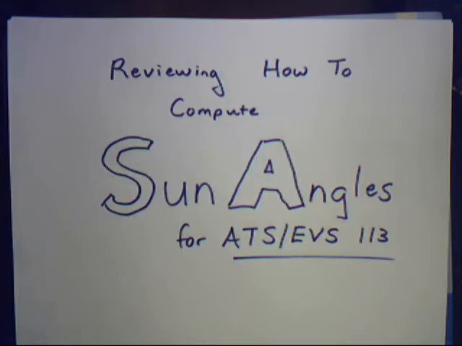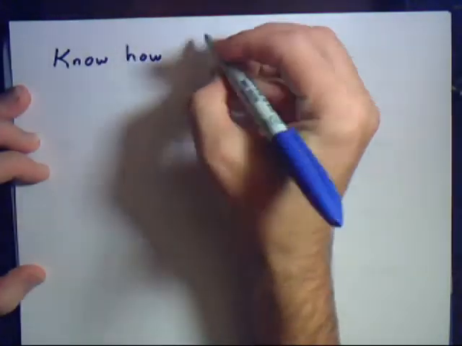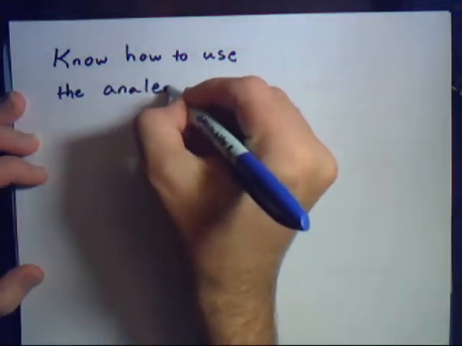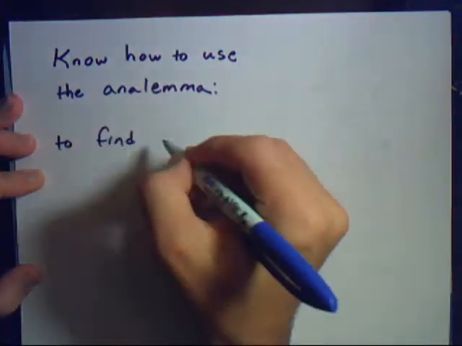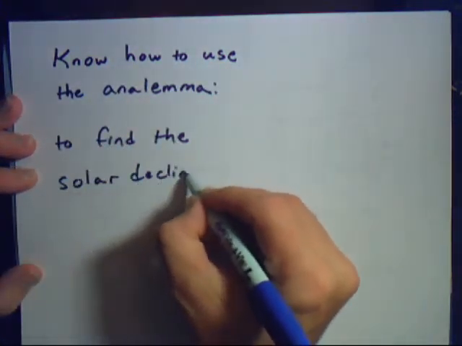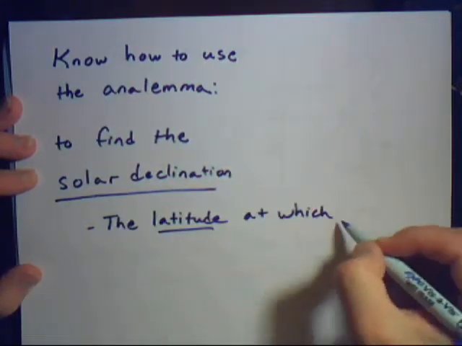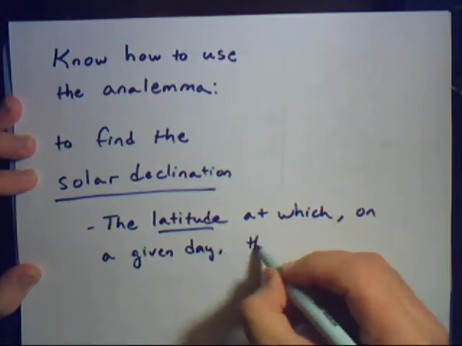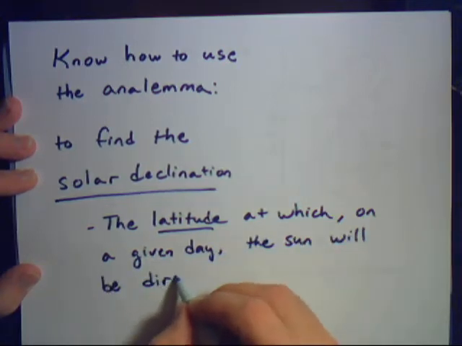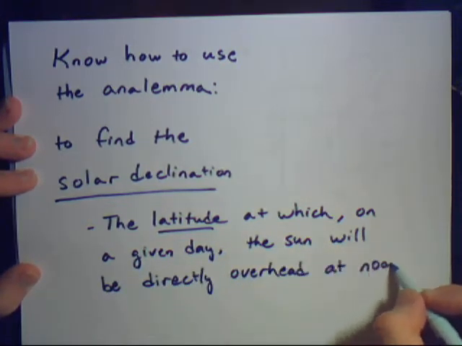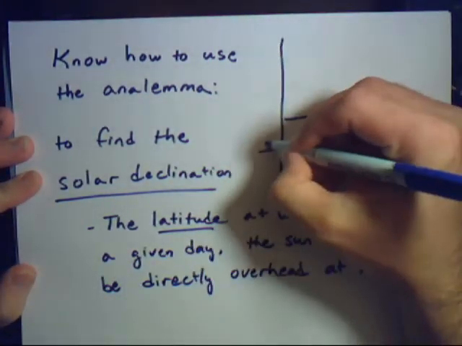You certainly can do just fine without doing it, but I think everybody wants these points, especially considering these sun angle problems really aren't all that hard. One of the keys to understanding sun angle problems is to remember how to use that diagram called the analemma. Remember, the analemma is a diagram used to find the latitude of the solar declination. In case you don't remember that definition, the solar declination is the latitude at which on a given day the sun will be directly overhead at noon.